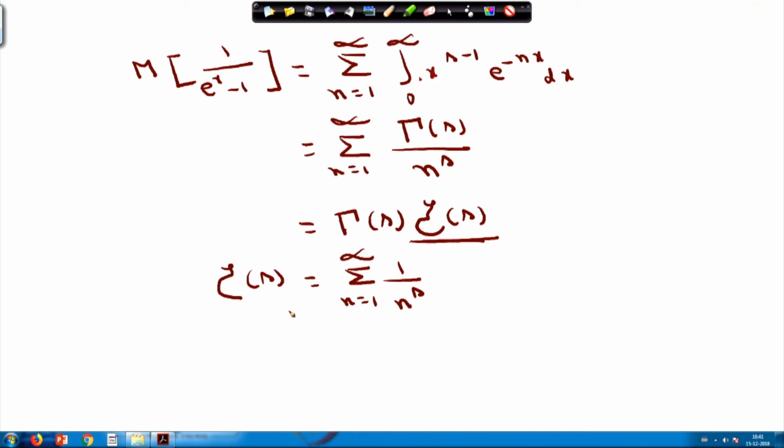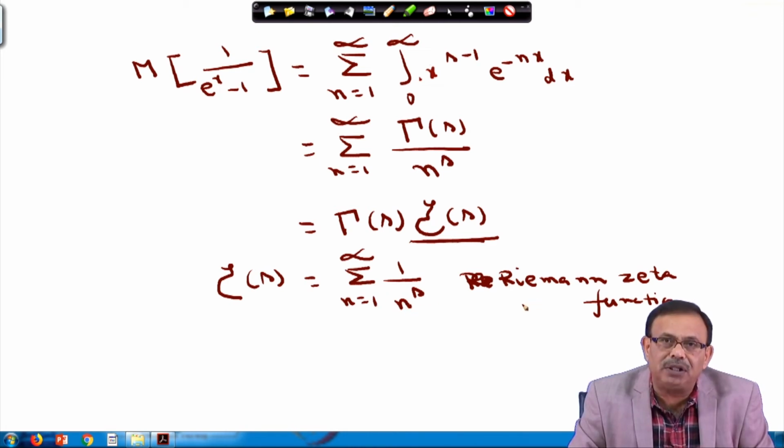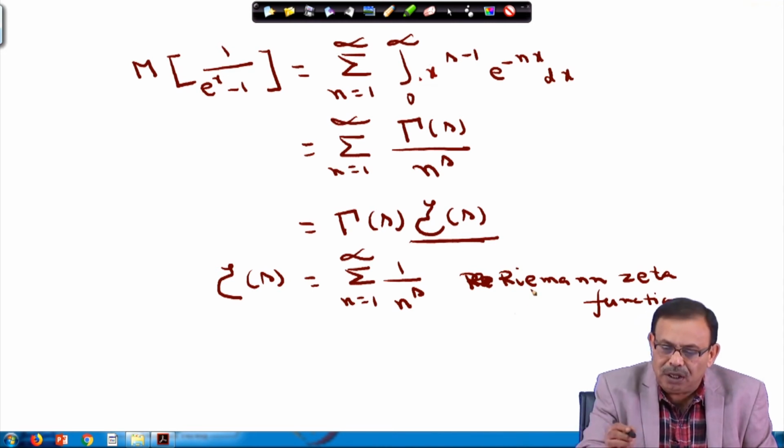This zeta s, we call it the famous Riemann zeta function. So, zeta s equals summation n equals 1 to infinity 1 by n to the power s, and this is the Riemann zeta function. Therefore, the Mellin transform of 1 by e to the power x minus 1 is gamma s into zeta s, where zeta s is nothing but the famous Riemann zeta function.